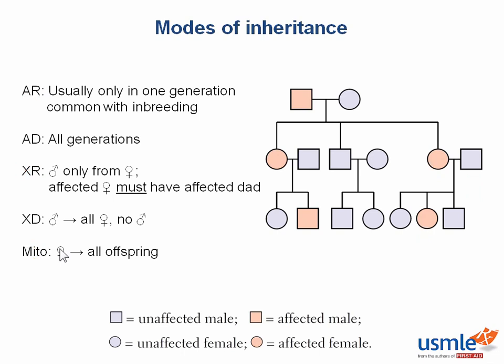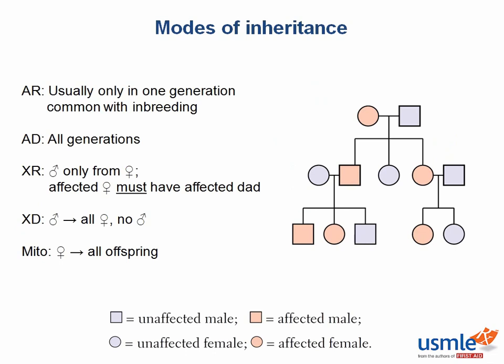The clue here is that the grandfather gave it to both of his daughters, but not his son, which means there's a really good chance that this is X-linked dominant, since an affected male only has one X chromosome, which is affected, and he passes it to all of his daughters, but not to his sons. So the answer to this would be X-linked dominant.